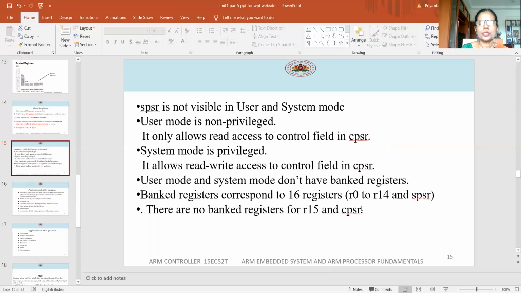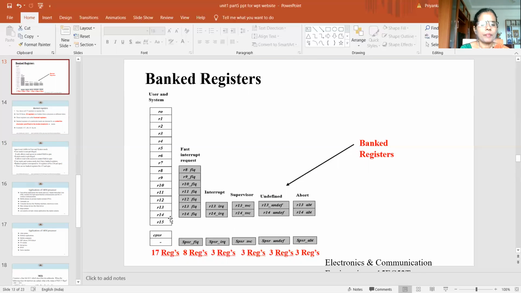Banked registers correspond to 16 registers, R0 to R14 and one more, SPSR. And there is no banked register for R15. See here, the banked registers start from R8 to R14. R15 has no banked register because R15 is the program counter. The program counter always holds the address of the next instruction to be fetched. It cannot be used as a banked register. So R15 is not a banked register. Banked registers start from R8 to R14. Depending on the modes, the number changes here.